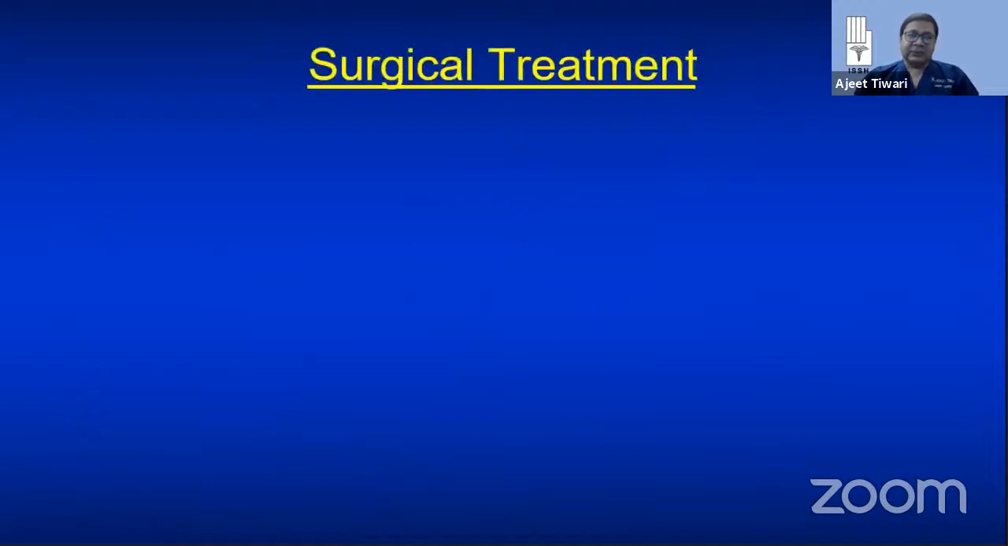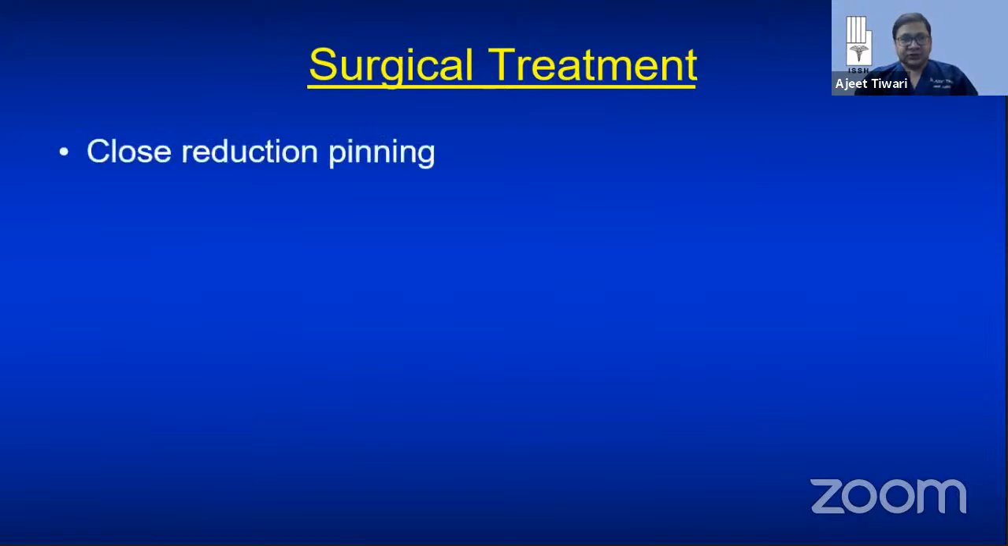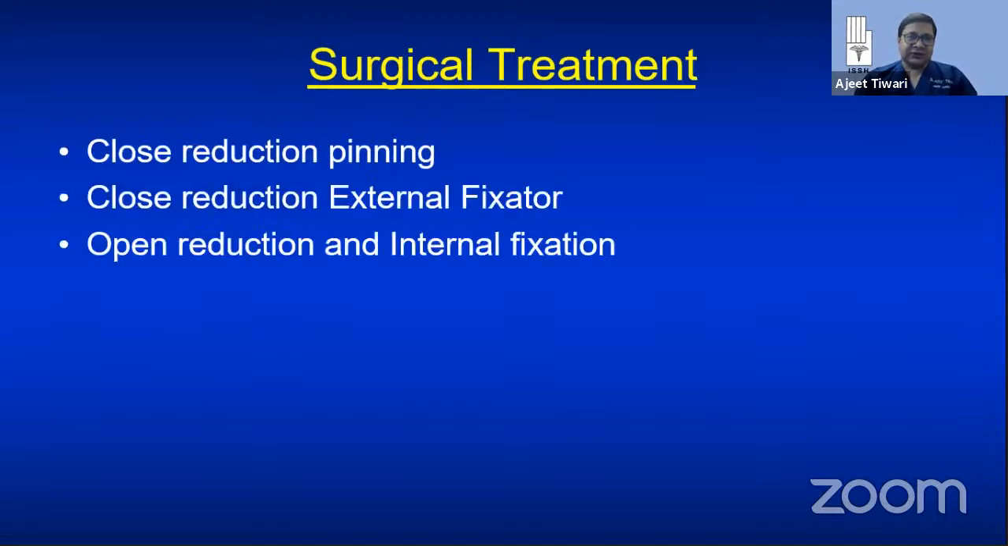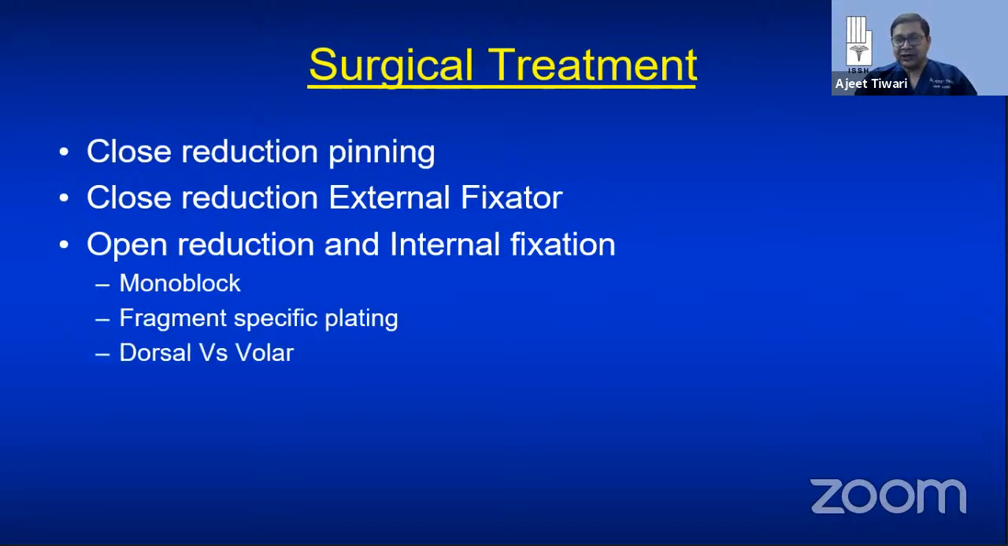So one thing is confirmed: that this patient is fit for surgery. In the surgery, what kind of intervention is required? Is it closed reduction and pinning, or closed reduction and external fixator, or open reduction and internal fixation? And if open reduction and internal fixation, what kind of plating should be used? Is it a monoplate, multiple plating, or fragment-specific plating? What should the approach be, dorsal or volar?